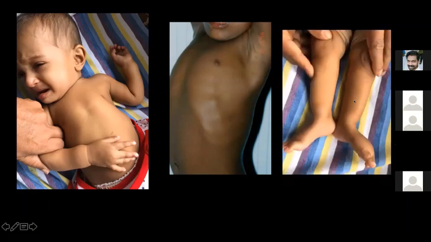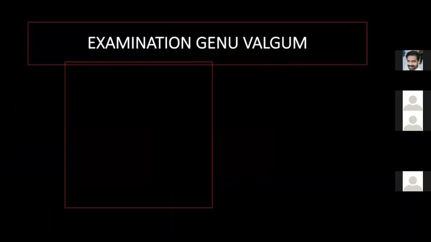So what will you look for in the ankle of these children? Double malleoli sign. So you look for Harrison's groove, rachitic rosary, metaphyseal thickening, double malleoli sign. So in the general examination, these things, apart from this, you have to look for evidence of dysplasia, which I will show in the subsequent slide.